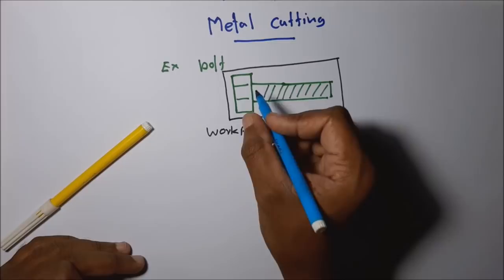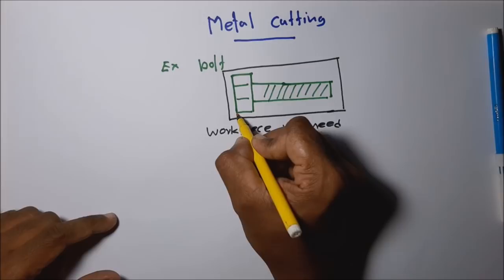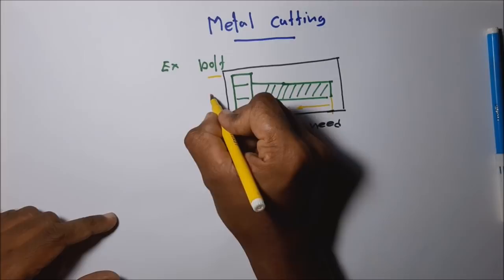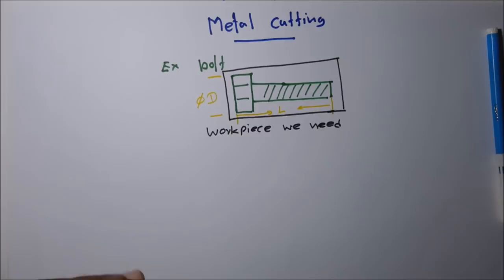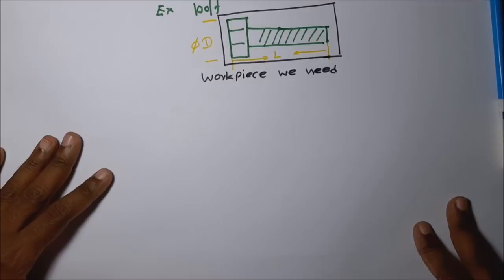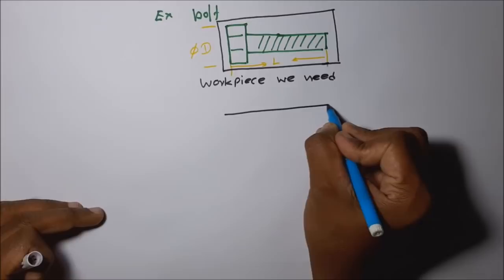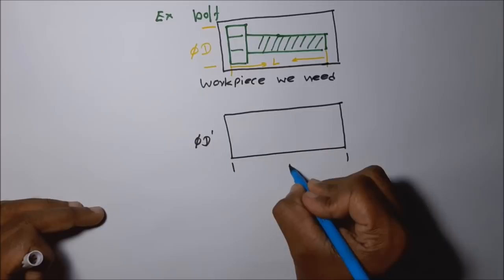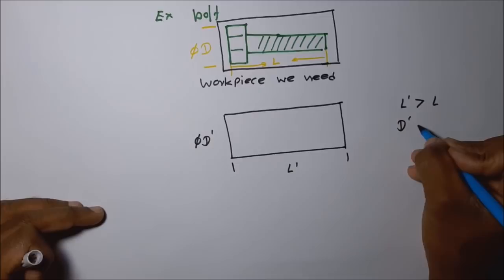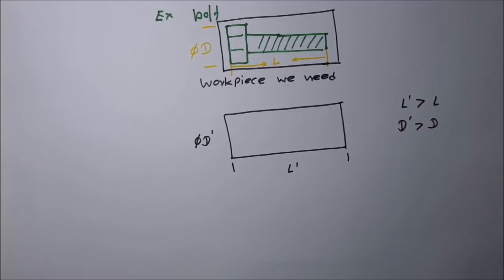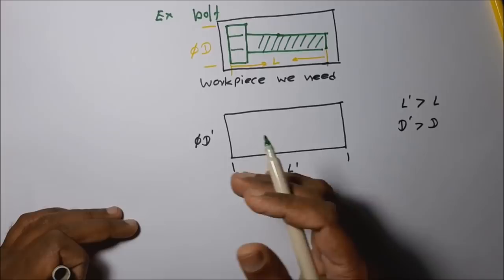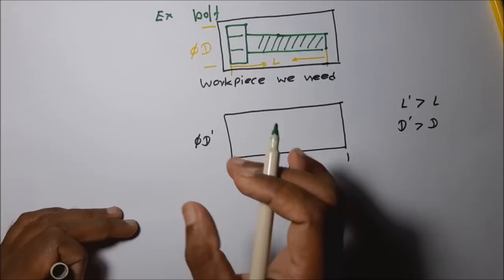Let's take the bolt, the total length as L, and the hexagonal head major diameter as D. The selected workpiece dimensions should be greater than these dimensions. That means we have to select a workpiece with diameter D dash and length L dash. L dash should be greater than L, D dash should be greater than D. Why? Metal cutting is a material removal process. We are removing material to get the final dimensions and shape. So we can't add material; the workpiece major dimensions should be greater than the product major dimensions.